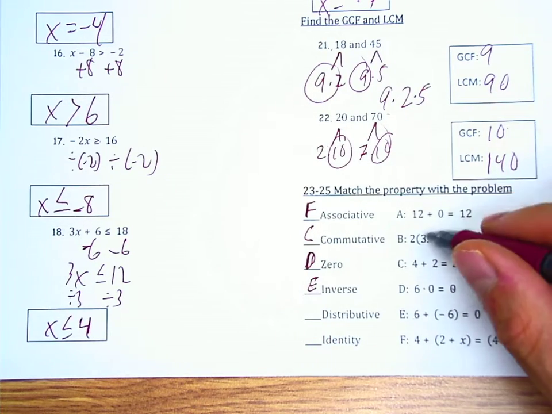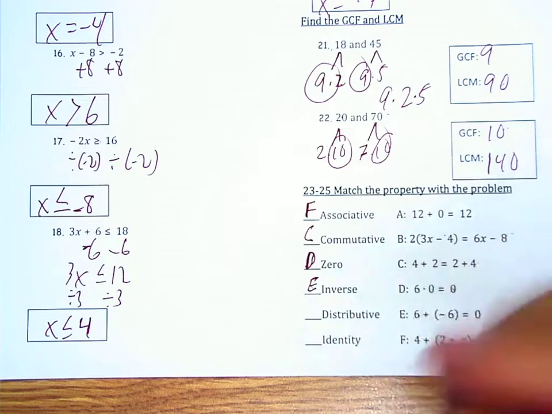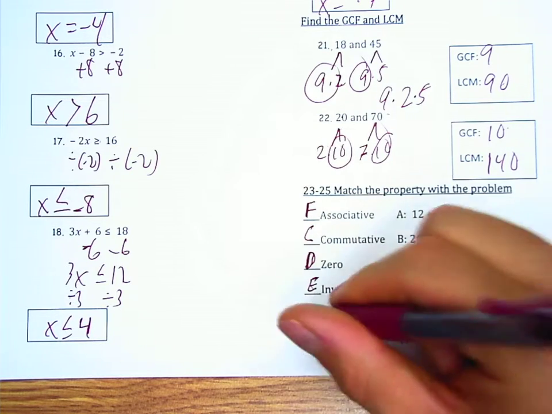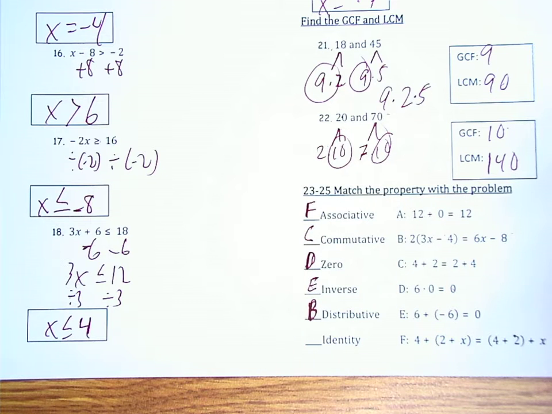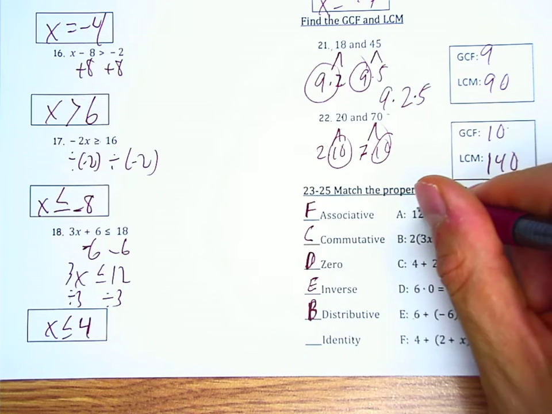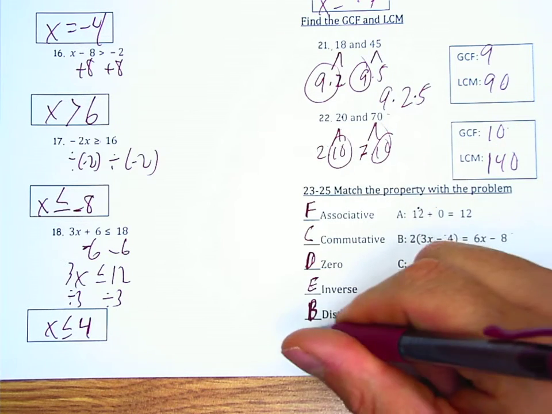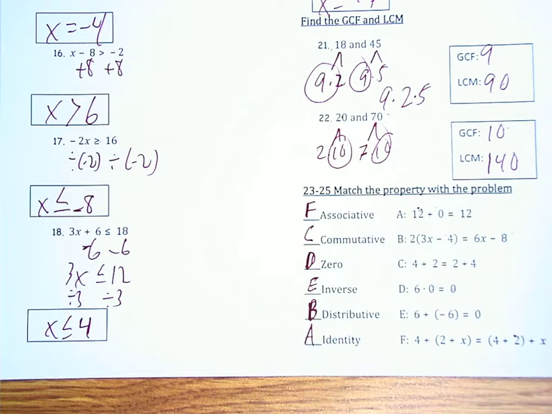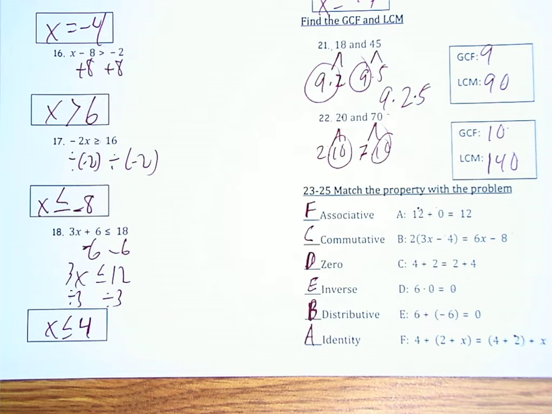Distributive. This is when you eliminate parentheses from one side. So 2 times 3x is 6x. 2 times minus 4 is minus 8. So B. And the identity, this is when you add 0 or when you multiply by 1. So the number stays the same number. 12 plus 0 is 12. Or I could have that as 12 times 1 is 12. Identity property.